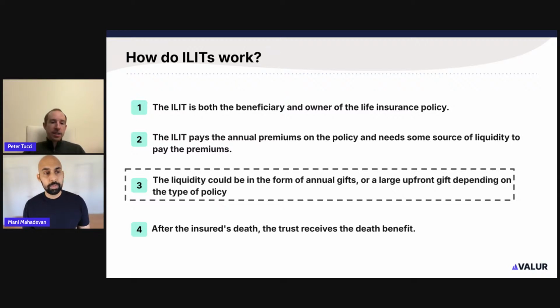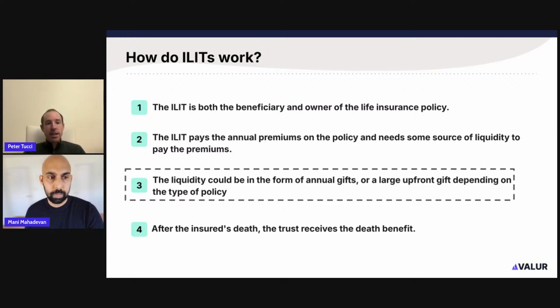Yeah. So the basic idea is that you draft and execute the trust, and then once the trust is up and running, either you transfer the policy in or you purchase the policy inside of the trust. But basically, you need the ILIT to be both the beneficiary and the owner of the policy. Usually people set up the ILIT right before they get an insurance policy on their life, and then they put the policy inside of the ILIT. So it's never transferred in.